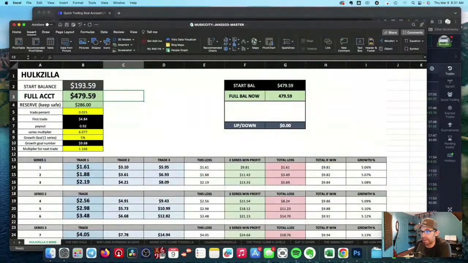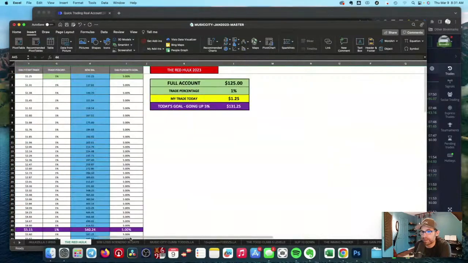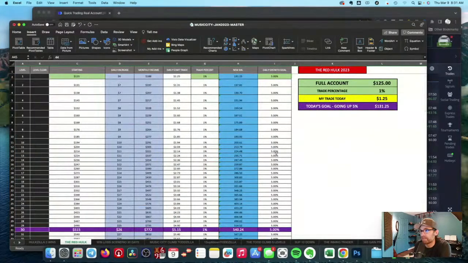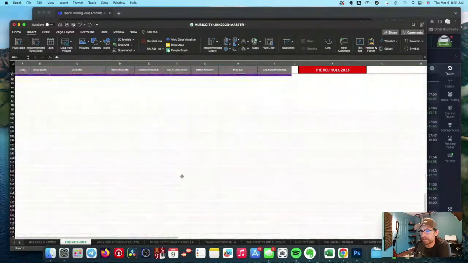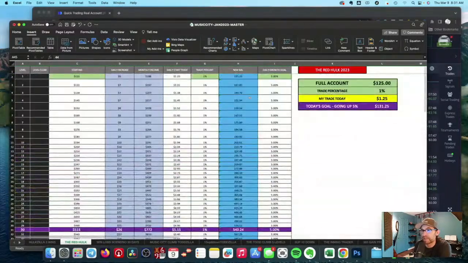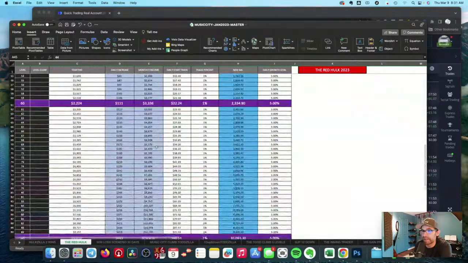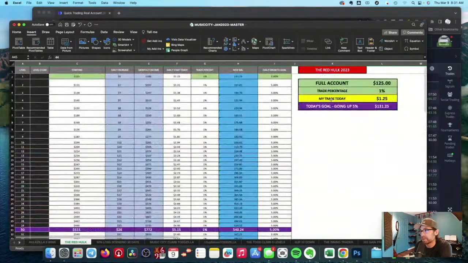And I probably should put, I made a chart now. I'm going to put the Hulk, the red Hulk. I don't know why I call it the red Hulk, but I'm going to put the Hulk growth chart with this one as well. So when you get the Hulkzilla, you're going to get the Hulk growth chart, so you can see what your starting point is and what you end up making in terms of income. It doesn't really matter what it's called. But our daily growth goal is 5%.